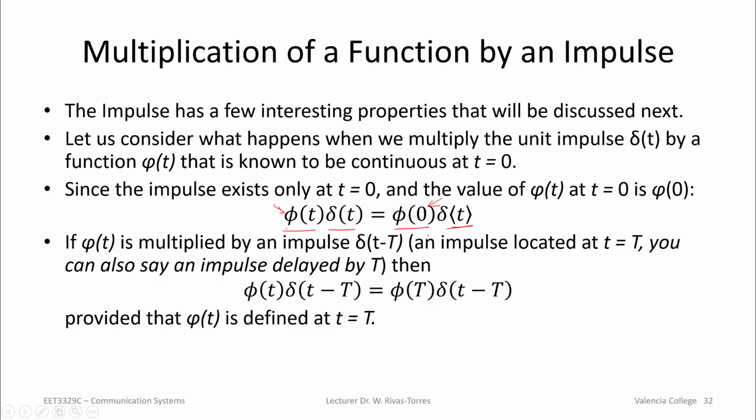Now, we learned a little while ago about delaying a signal. So if you delay the impulse signal and you multiply it by a function or a signal phi of t, again, you're only interested where the impulse is not zero, which in our case, because we delayed that impulse to capital T seconds, means we're only interested in the function evaluated at t equals capital T. Kind of an interesting result, right?